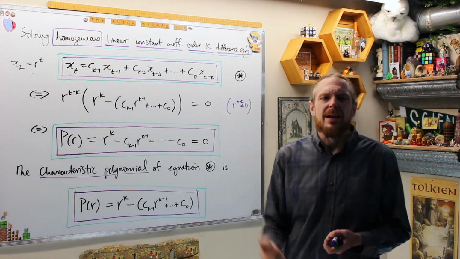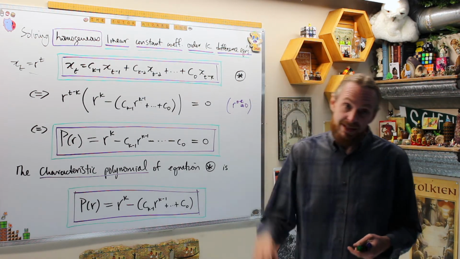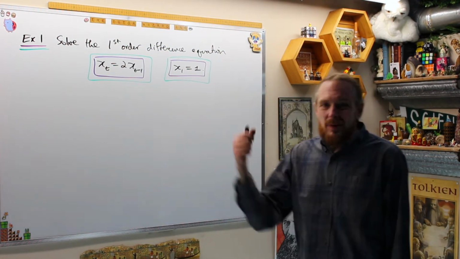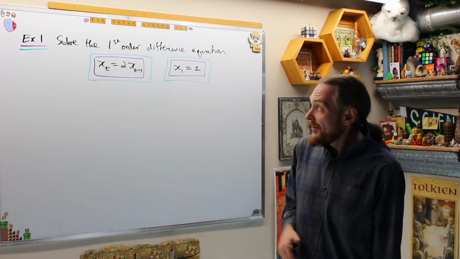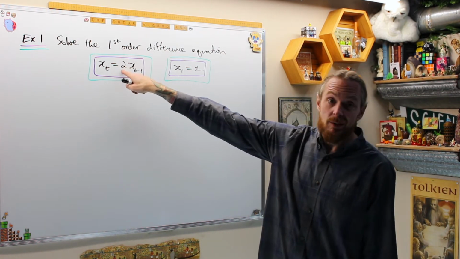Let's do an example, and then we'll state the general theorem for this, and then we'll do a theorem specifically about order 2. As a first example, we've already discussed first order difference equations in the previous video, so let's solve one of those. It is a constant coefficient.